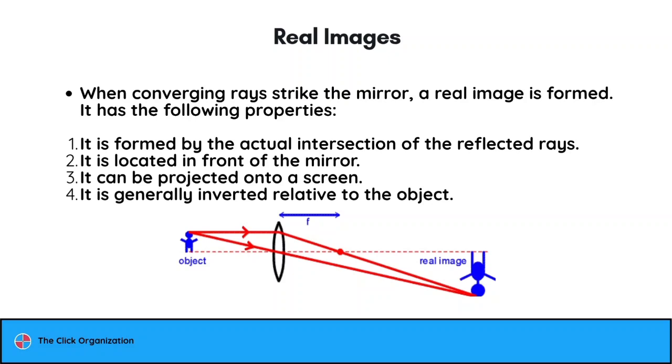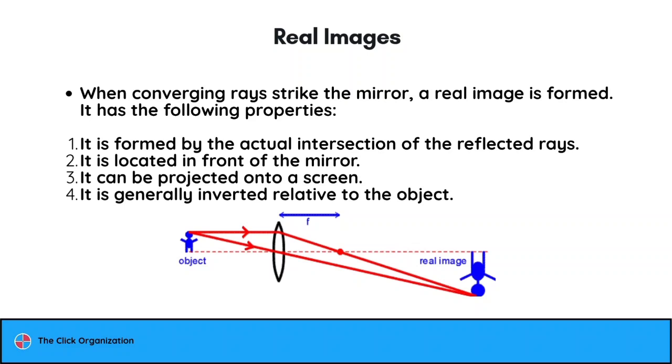Real images. When converging rays strike the mirror, a real image is formed. Converging rays are rays that move toward each other. When these rays actually meet at a point after reflection, a real image is created. It has the following properties.